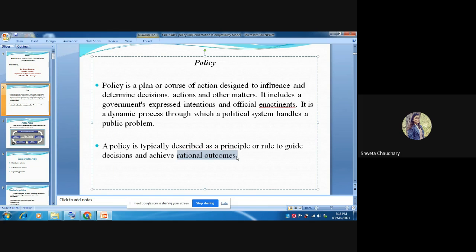But if you are consuming, say, suppose fruits and vegetables, or if you are eating non-veg, mutton and all, then how much you are taking in your diet? So you should be a rational consumer. You should know the proportion of each thing you have to consume. That means rational: in the right way, in the appropriate quantity at the appropriate time. Whatever things the government is taking, that is giving a rational outcome.